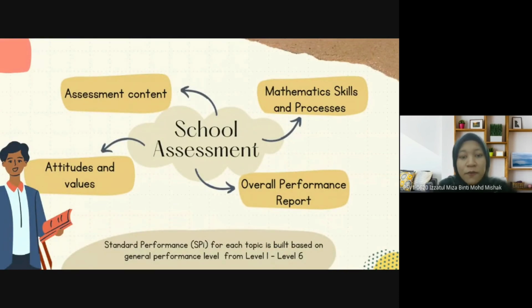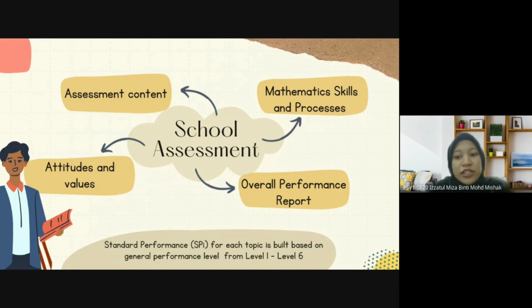There are 4, which is assessment content, mathematics skills and processes, attitude and values, and lastly overall performance report. For the assessment content, this can be seen by the list of the topics that are hierarchically arranged and show the development according to the learning areas.